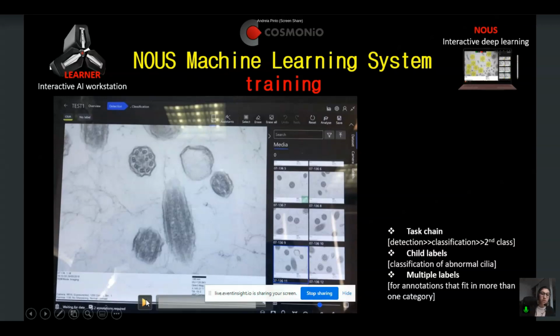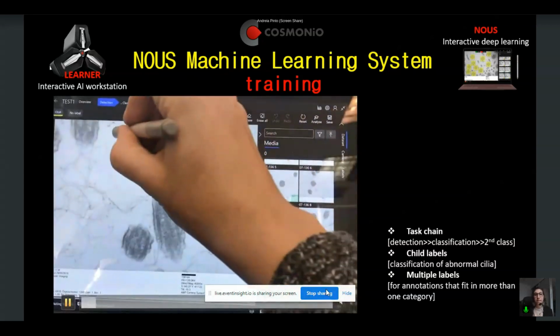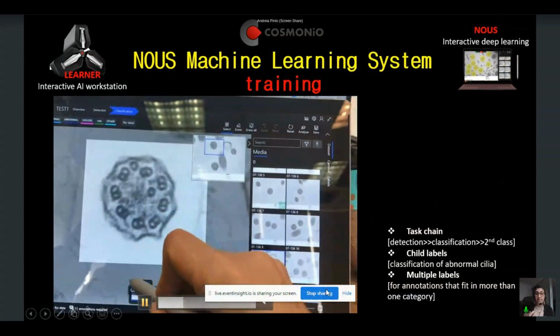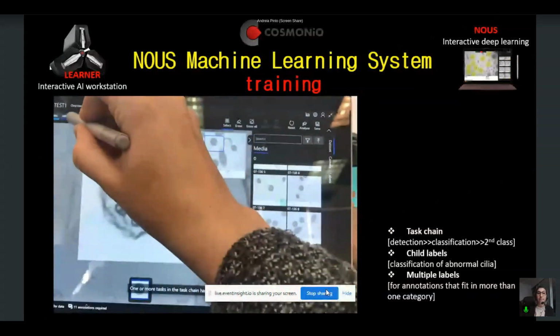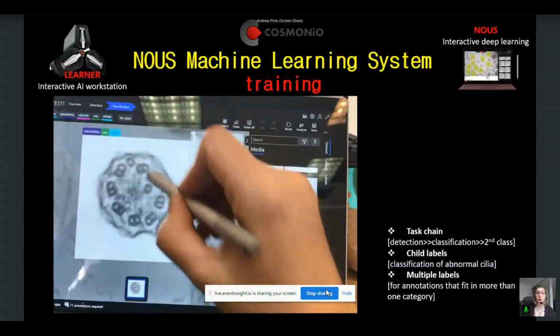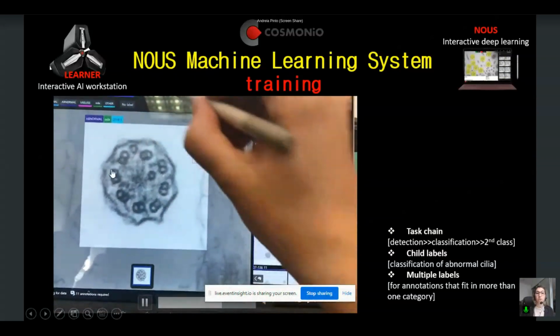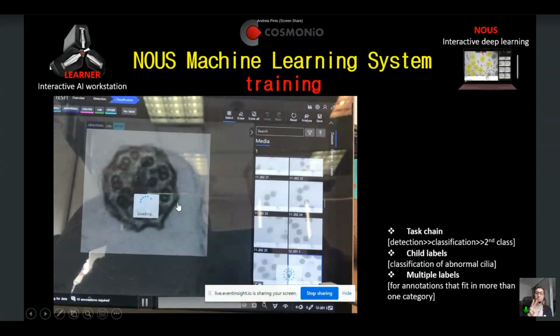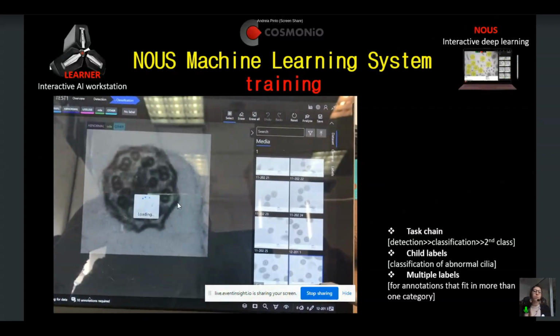So for instance, in this video, we have this cilia here. I am detecting it as a cilia, and then classifying it as an abnormal cilia, and then as an outer dynein arm and an other defect, because this cilia is very disarranged. It's all messed up. So this has multiple subclassifications.